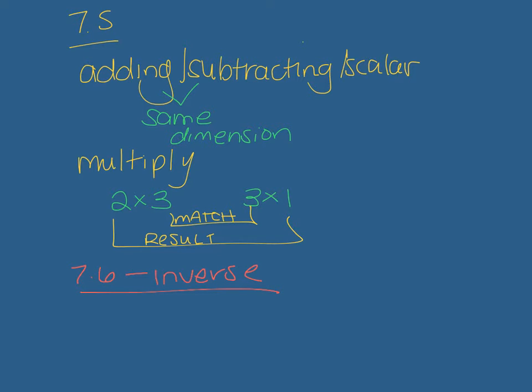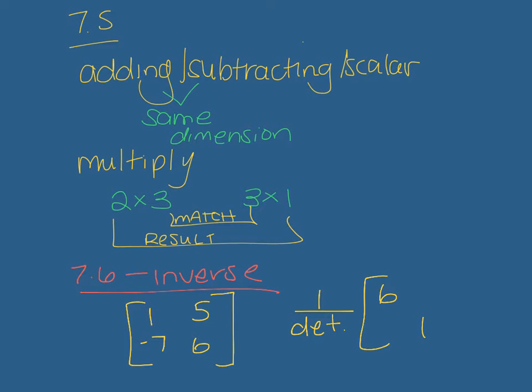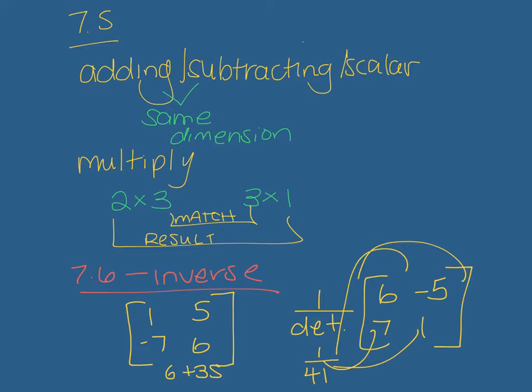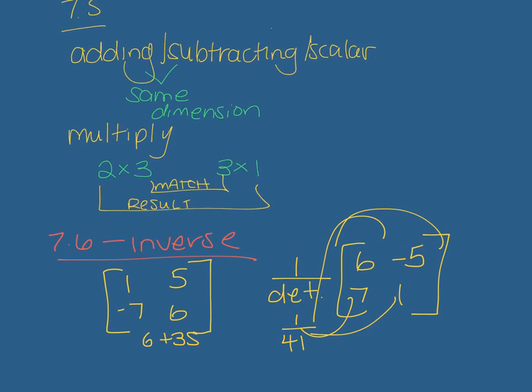So this is where we did the little, so if I had like 1, 5, -7, 6, and I asked you for the inverse of this, you do 1 over the determinant times, and you'd flip the 6 and the 1 would switch, and the 5 and the 7 would change signs. So in this case, this would be 6 minus a -35 becomes plus 35. So this is 1 over 41, and then that would get distributed into each part of your adjusted matrix.